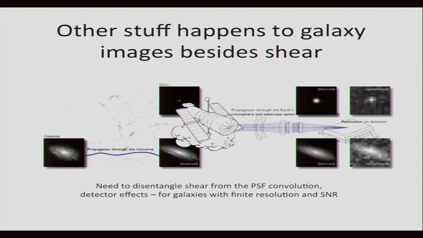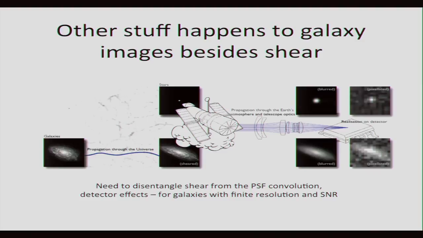Other stuff also happens to galaxy shapes beyond shearing. Over here is some idealized galaxy image at perfectly high resolution that we will never, ever see. The light rays propagate through the universe, and there's some shearing effect. Then the light has to go through the Earth's atmosphere for a ground-based telescope, and telescope optics for any telescope, whether it's on the ground or in space. As a result, there's a convolution with a blurring kernel called the PSF, the point spread function. At the top is an image of a star that essentially is a direct tracer of the PSF. At the bottom is this now blurred galaxy image.